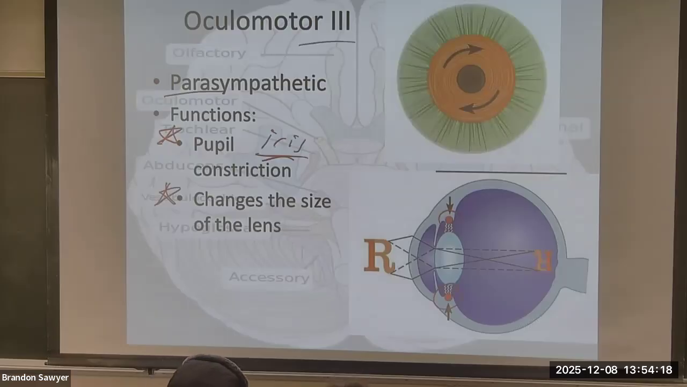Okay, so this one does a lot of stuff with the eyes. So it has somatic motor functions. We can control voluntarily our extrinsic eye muscles, and then it has parasympathetic motor functions in these two, right? We can't voluntarily constrict our pupil or change the size of our lens. Those are all automatic functions. Okay, so that's cranial nerve 3.